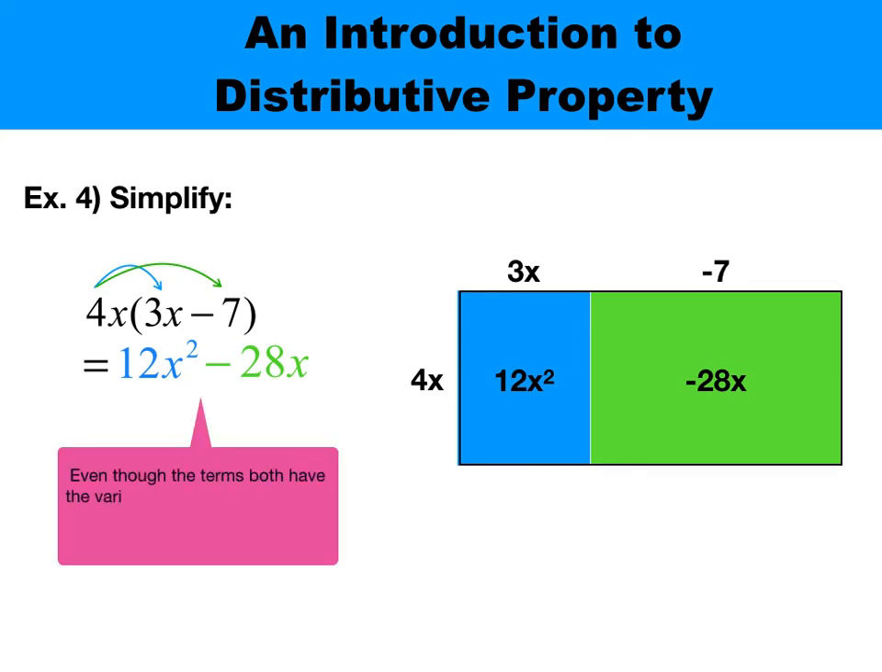Those are not like terms. Even though they both have x's, x squared and x will have a different value. So it's not 12 of one group minus 28 of the same group, but it's 12 of one quantity minus 28 of a different quantity. So we can't combine those two things together.